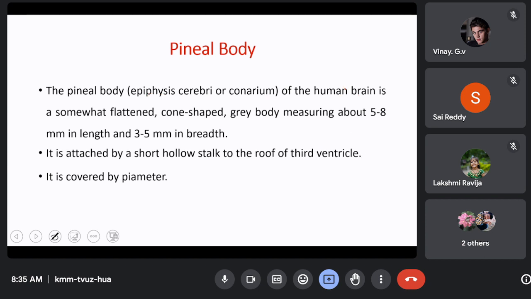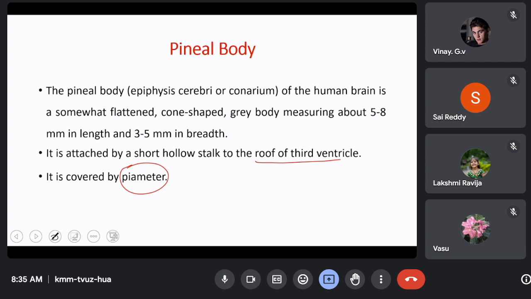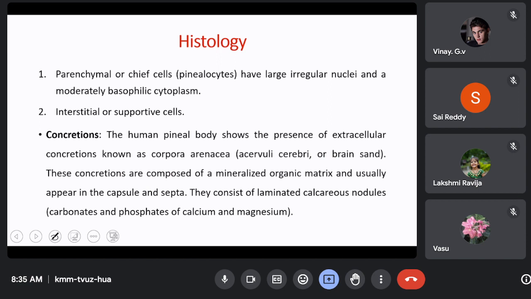So to the roof of the third ventricle, that is the diacoel, it is attached by a stalk, and it is covered by one of the three membranes that cover our brain, that is the pia mater. Histologically, it contains two types of cells. One is called parenchymal or chief cells, also called pinealocytes, because they are the main components of the pineal gland. The second are interstitial or supportive cells. The hormones secreted by the pineal gland are secreted by the chief cells.